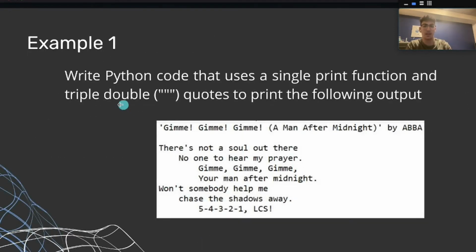So let's look at a quick example. This is very similar to an example you guys had in your lab. Let's write Python code that uses a single print function and the triple quotes to print the following output. The reason why we want to use triple quotes in this may seem unintuitive at first, but there are two reasons. First things first, this is multiple lines with different spacing on each line.